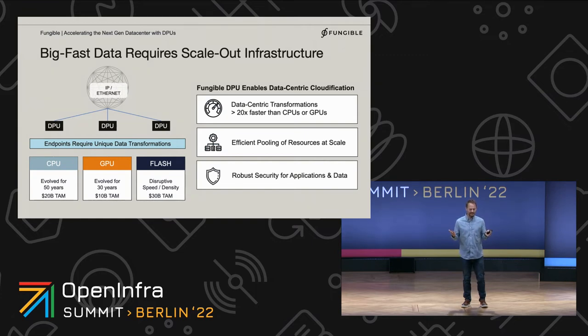So each one of these is going to interact differently with the network and how it manages data. And so having these fronted by a DPU allows us to improve the efficiency. And we'll spend some time talking about how that happens.